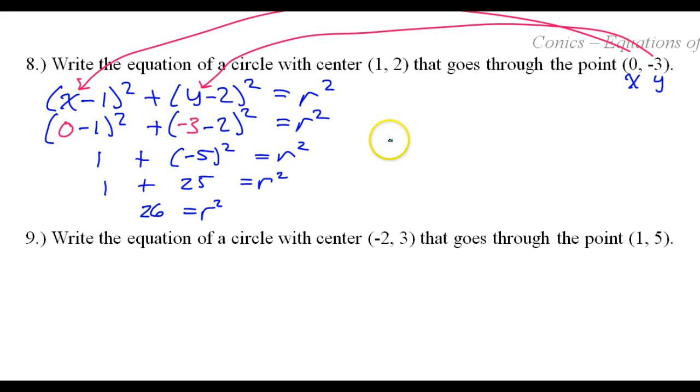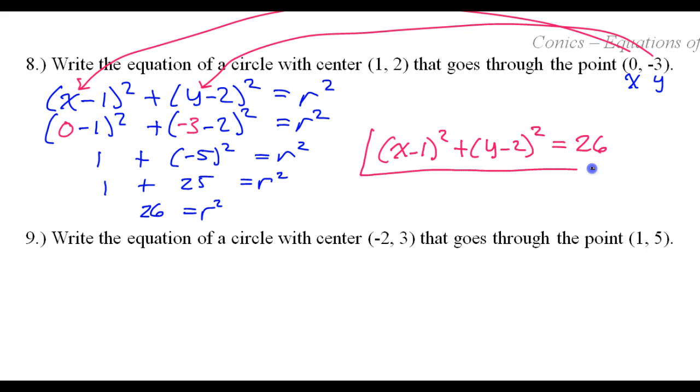So the final answer is going to be, going back to the beginning, x minus 1 squared plus y minus 2 squared, but now I know that r squared is 26. Alright, notice that it is not radical 26, it's just 26.